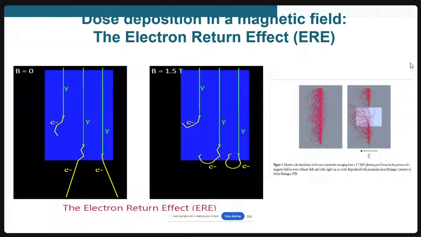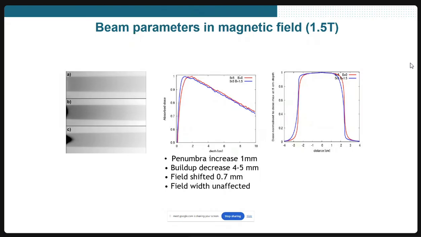But we are not going to treat in the MR-LINAC with an AP/PA field. No, we are going to treat the patient with IMRT treatments, and we have multiple fields. When you use multiple fields, this effect becomes very negligible. And also, we are not going to treat the posterior surface of the patient's body. We are going to treat deep-seated tumors. So in that case, this effect will not have much impact on the clinical outcome.